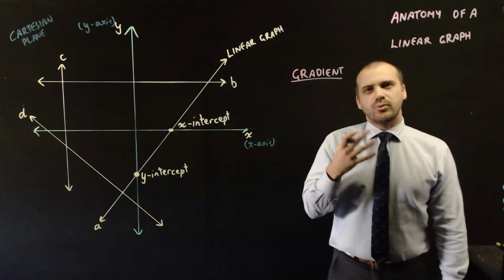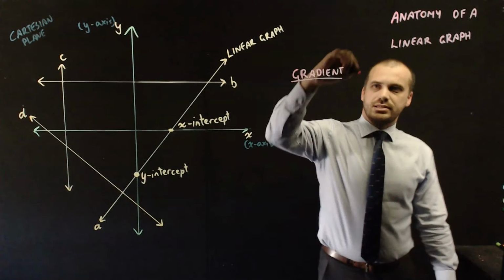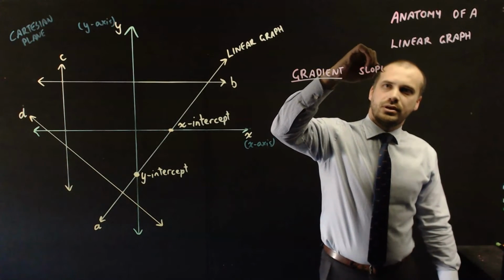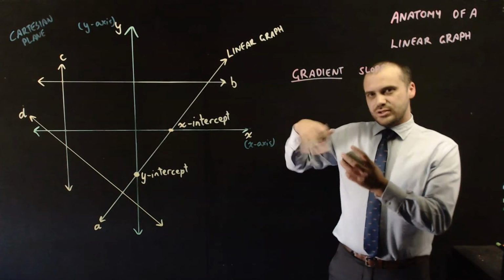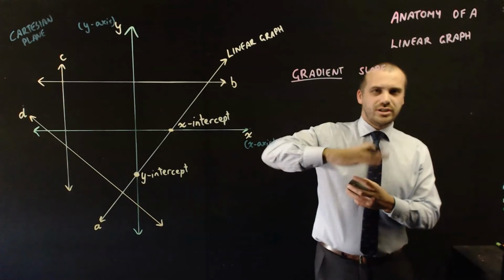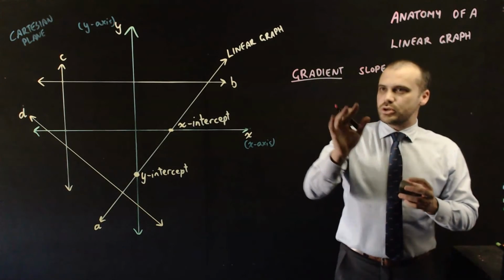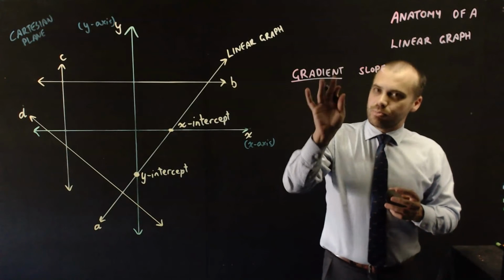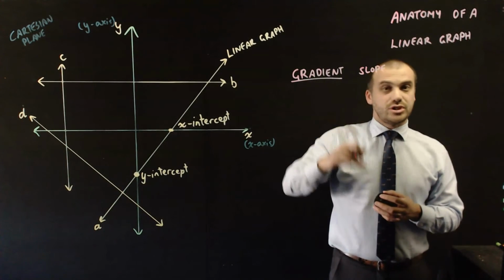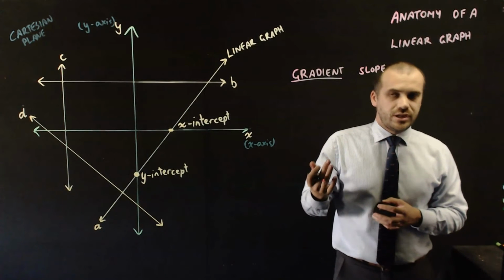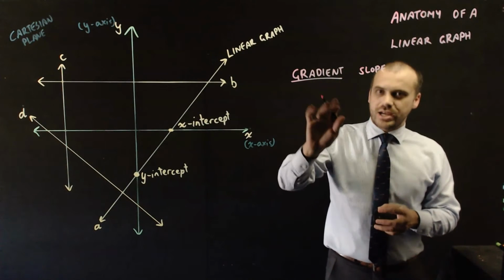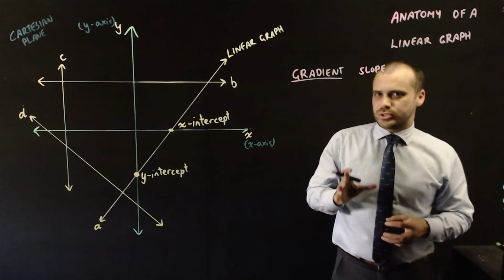Now, another word for gradient is slope. And so you can see each of these graphs has a particular kind of slopiness to it. Okay, so we're going to talk about gradient because this is an important mathematical word that you're going to use over and over and over again. So it means slope, but gradient is the word that we've got to use all the time.